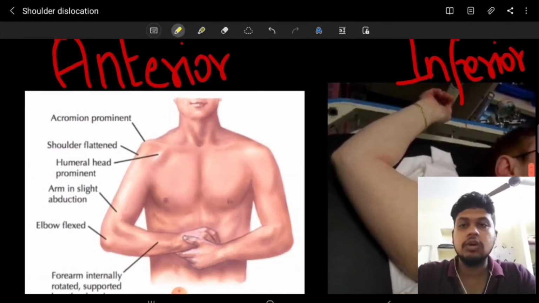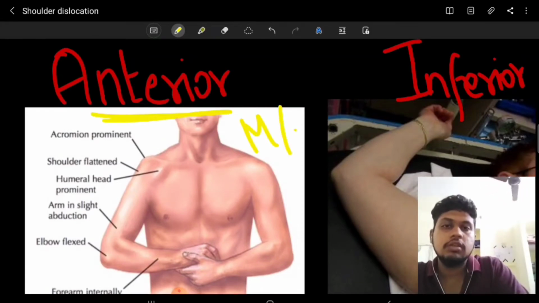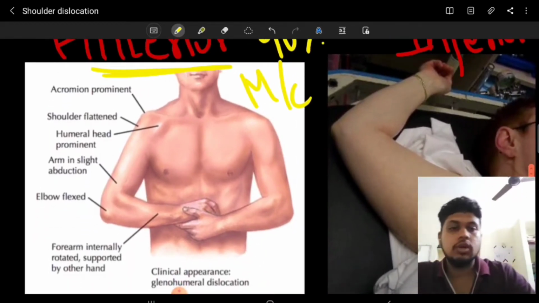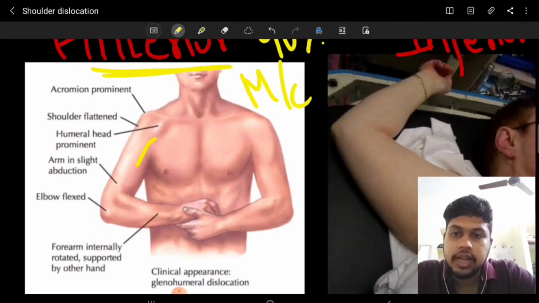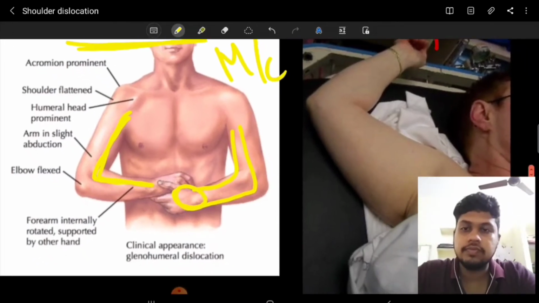There are generally three types of shoulder dislocation. Among these, the anterior shoulder dislocation is the most common, about 90%. In case of anterior shoulder dislocation, it can be easily diagnosed just by the presentation or the posture of the patient. The patient comes with a slightly flexed and externally rotated arm, which is held by the opposite hand. This is the typical presentation of an anterior shoulder dislocation.